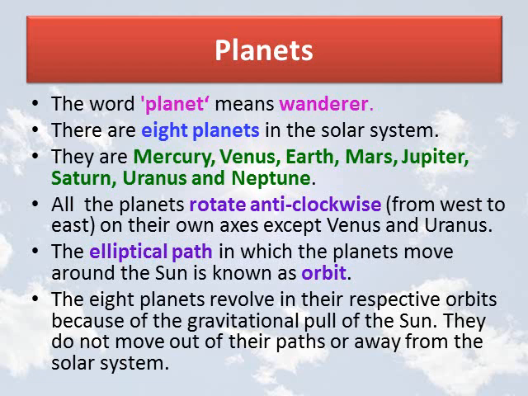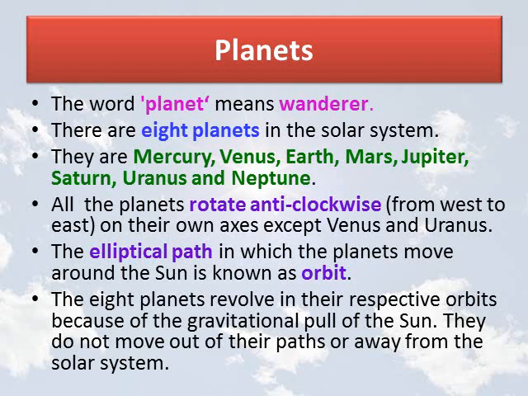What is it? It is called as orbit. O-R-B-I-T. It is an elliptical path. Elliptical, E-L-L-I-P-T-I-C-A-L. Elliptical path in which the planets move around the sun. It is called as orbit. Elliptical is a little bit more elongated than a circle. On both sides it is a little bit elongated. That is the shape of an ellipse.